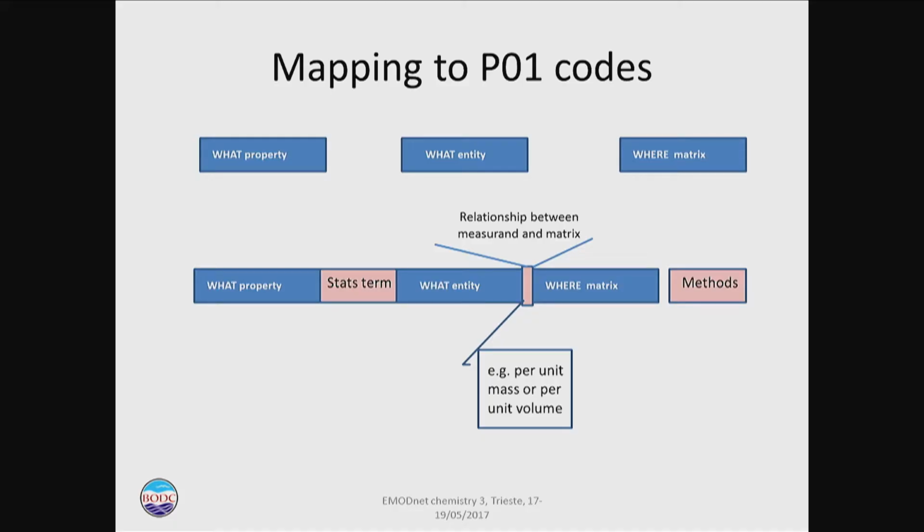And finally, there is another element that adds to the diversity, which is the relationship between the measurement and the matrix. For example, if a concentration has been reported as per unit of mass or per unit volume, this is coded in the parameter code.